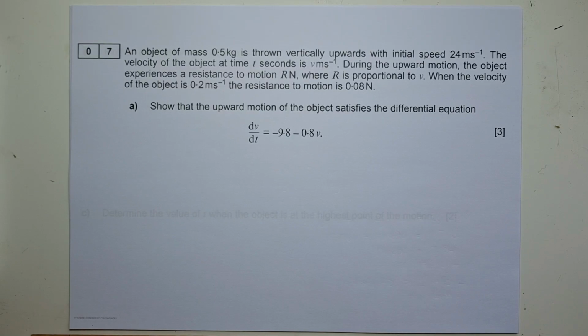Question 7. An object of mass 0.5 kilograms is thrown vertically upwards with initial speed 24 meters per second. The velocity of the object at time t is v. During the upward motion, the object experiences a resistance to motion r, where r is proportional to v. When the velocity of the object is 0.2, the resistance to motion is 0.08. Part A, show that the upward motion satisfies this equation.